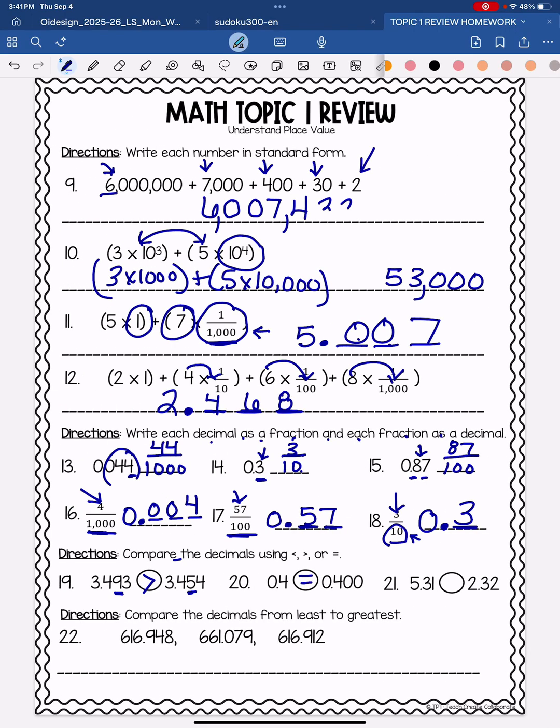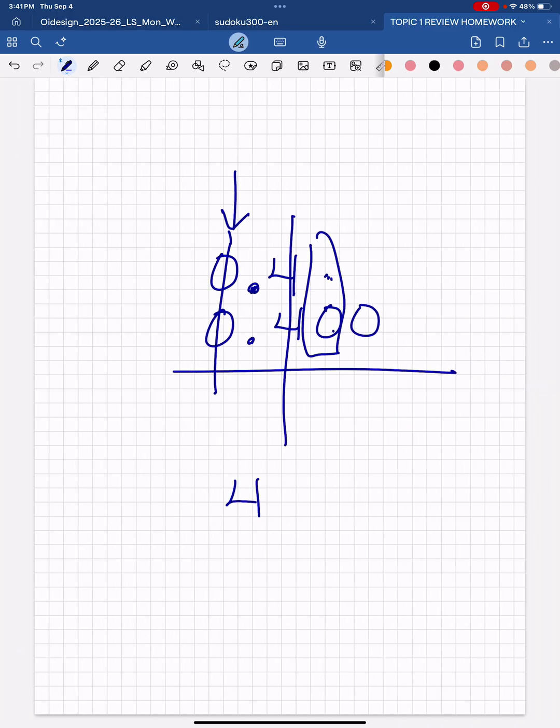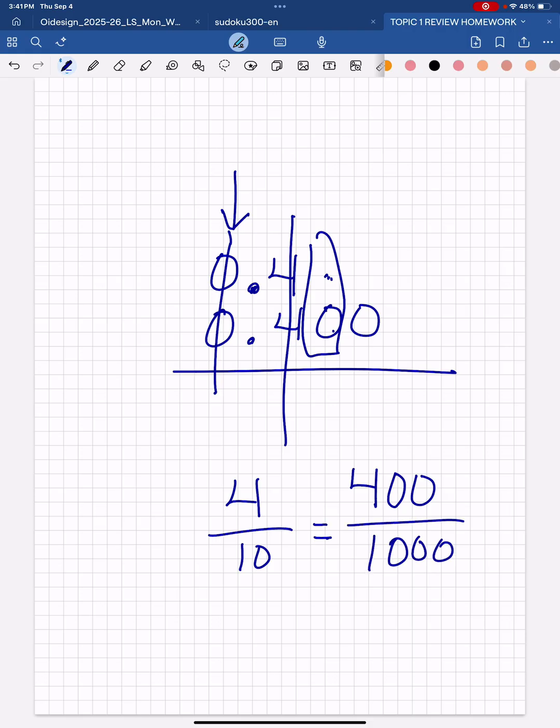And if you take a look at those, you will see that these are equivalent decimals. Remember, when you add zeros on to the right side of a decimal, it does not change its value. It just changes how you say it. So, like 4/10 is the same thing as 400 thousandths. This is just a simplified form.